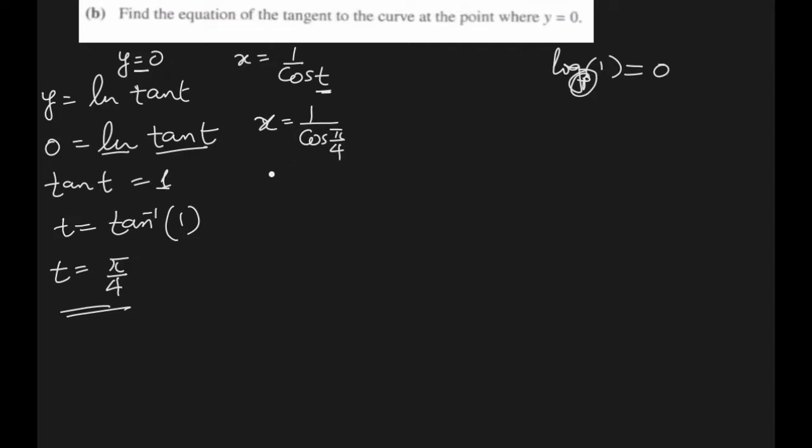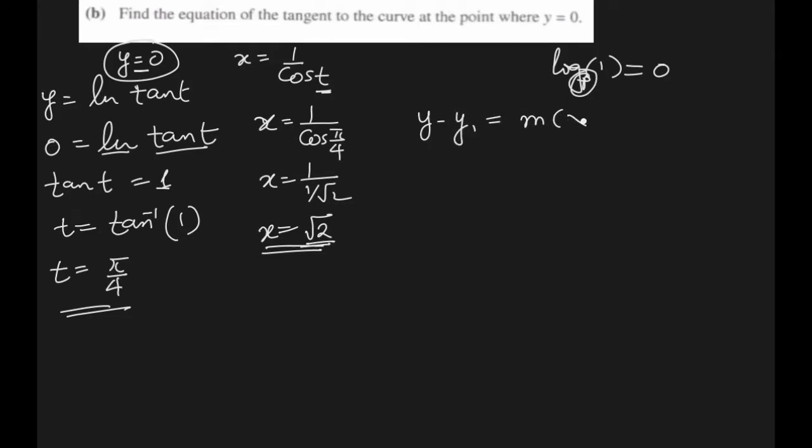Cos pi by 4 is 1 over square root 2. x is equal to, again, the reciprocal of 1 over square root 2. So the denominator becomes the numerator, and x equals square root 2. So y is 0, x is square root 2, and the equation of a tangent, or rather any line, is y minus y1 equal to m times (x minus x1).